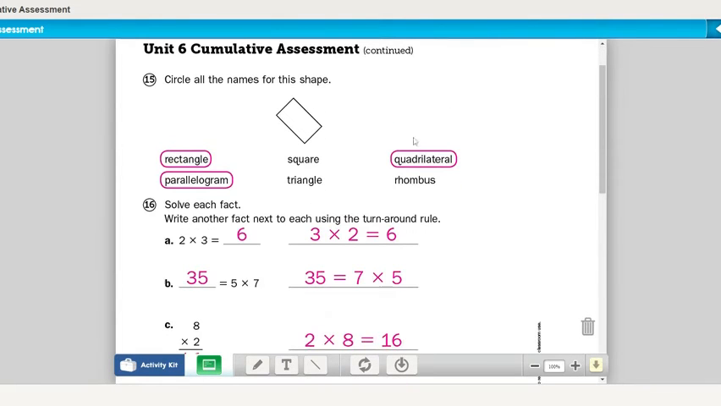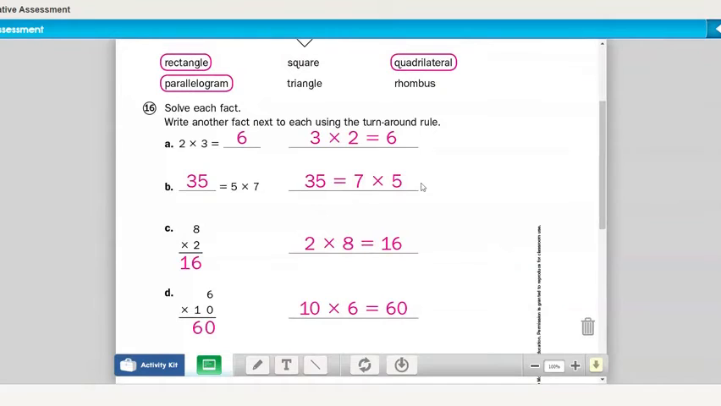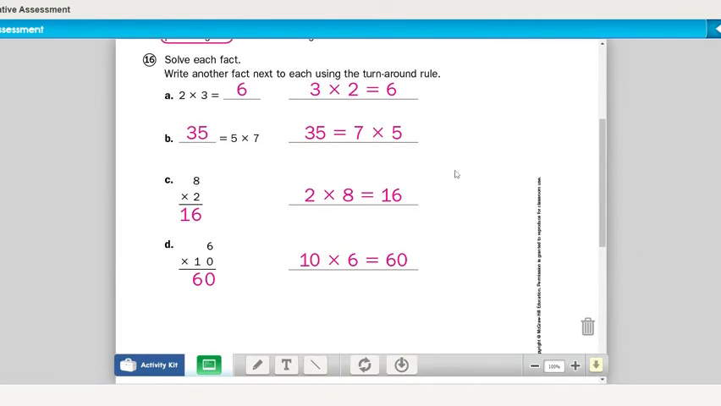Circle all the names of the shape. So we have this shape right here. This is a rectangle, parallelogram, and a quadrilateral. What is it not? It's not a square, a triangle, or a rhombus. Those are things it is definitely not. You have to solve each fact and write another fact using the turnaround rule. Check these out, see how you did.